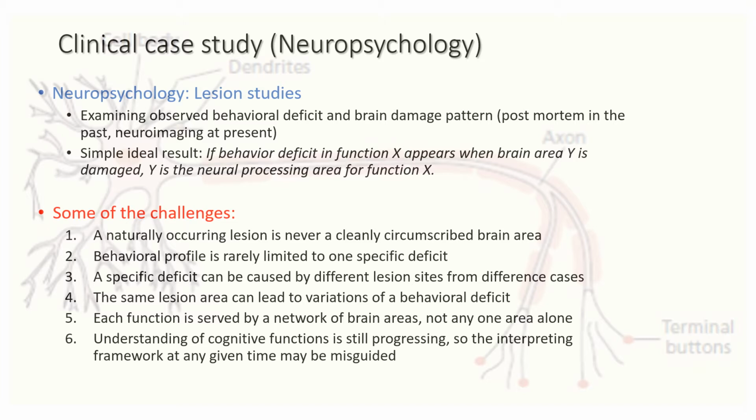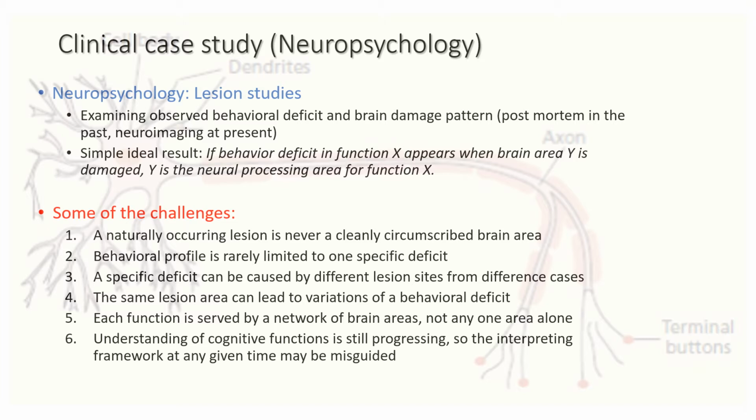So best case scenario, what we would see is a person that has difficulty with executive function, meaning they had difficulty paying attention to more than one task, difficulty making decisions and organizing information. We would expect to see some type of lesion in the frontal lobe.